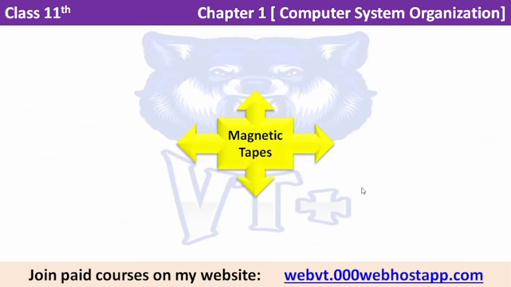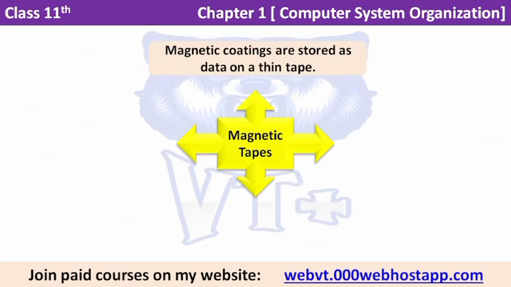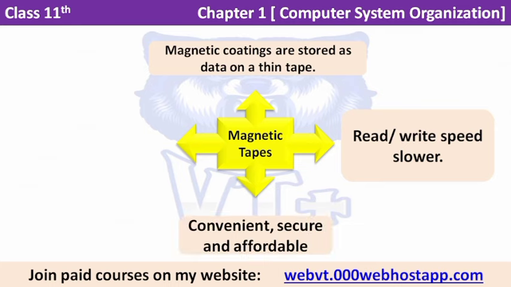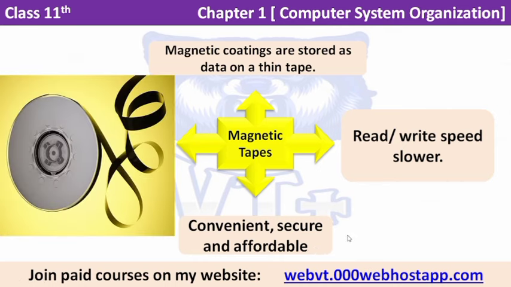Now the next one is magnetic tapes. In this type of memory, magnetic coatings store data on a thin tape. Data read or write speed is slower than other memory devices, but it is convenient, secure, and affordable. Companies across the world still rely on this technology to keep their records safe. You can see the image of magnetic tapes on your screen.